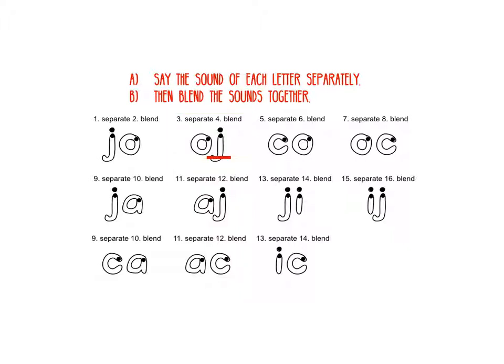Ah, j, aj, aj. K, ah, k, ah, ka. Ah, k, ak, ak. J, a, j, a, ja. A, j, aj, aj. J, i, j, i, ji. I, j, ij, ij. K, a, k, a, ka.